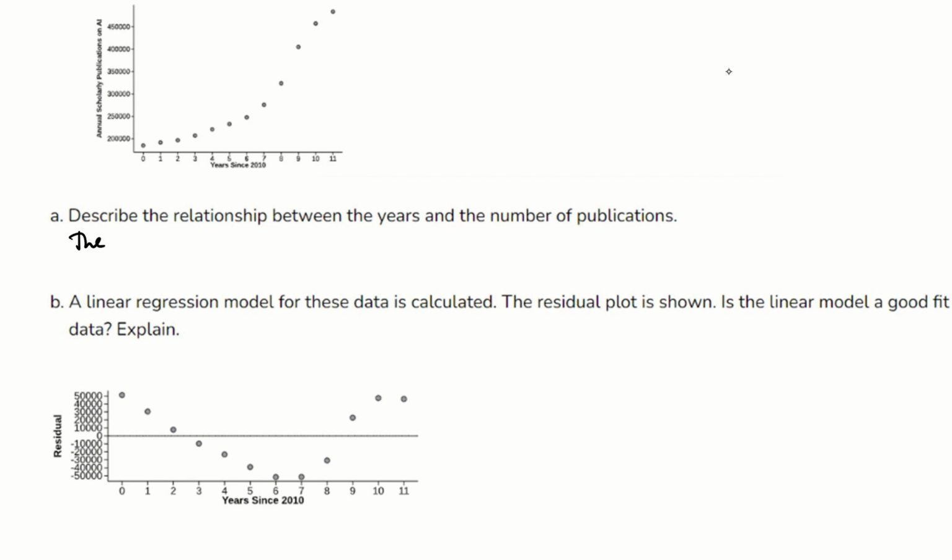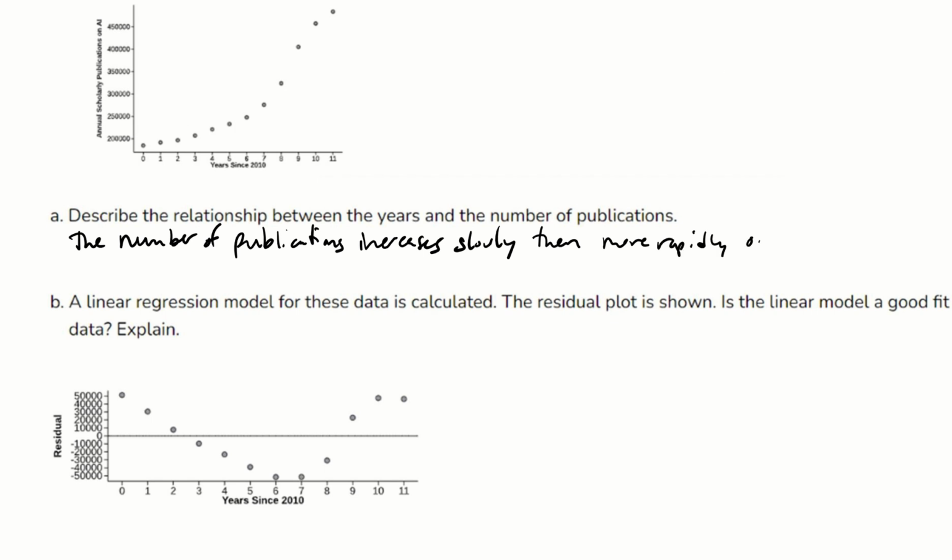So the number of publications increases slowly, then more rapidly over time. It appears to follow an exponential pattern.